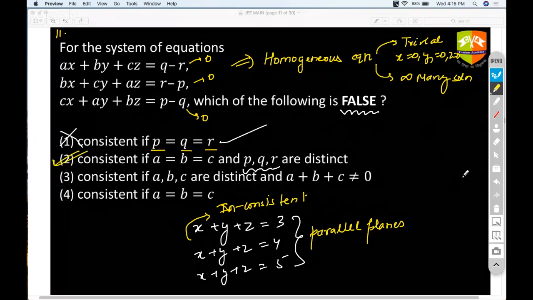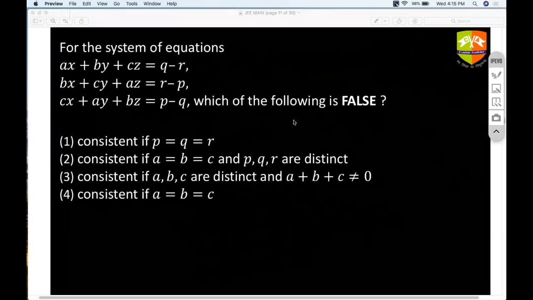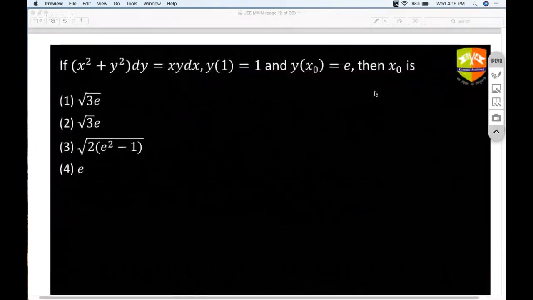So guys, be very, very clear with your idea of solution of system of linear equations and what conditions are responsible for consistency and inconsistency. Right. So without much ado, we'll move on to the next question, which is the 12th question. A simple one. I think you would have come across this question before as well.